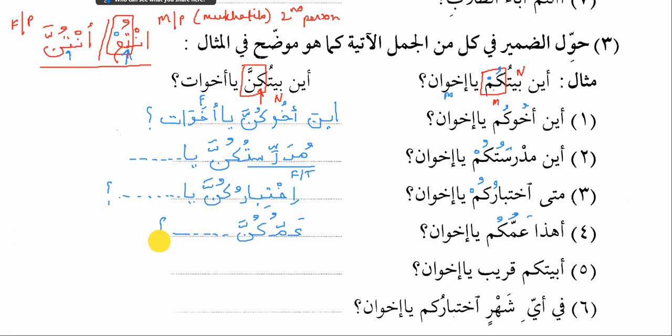And now, baytukum qaribun ya ikhwan. So, baytukunna. Change of pronoun. Baytukunna. Qaribun remains the same. Then ya akhawat. Fi ayyi shahrin. As you see, there is a kasra due to harf jar. Fi ayyi shahrin. In which month?